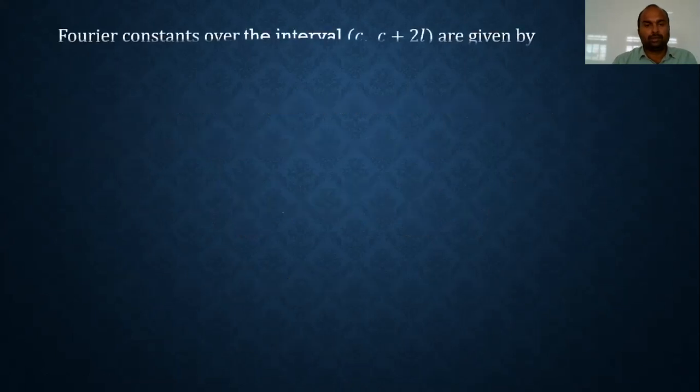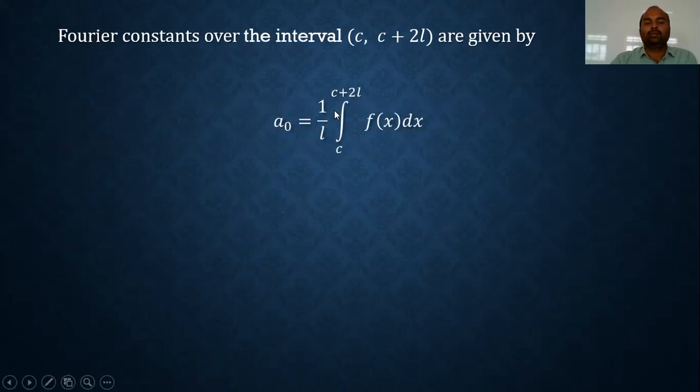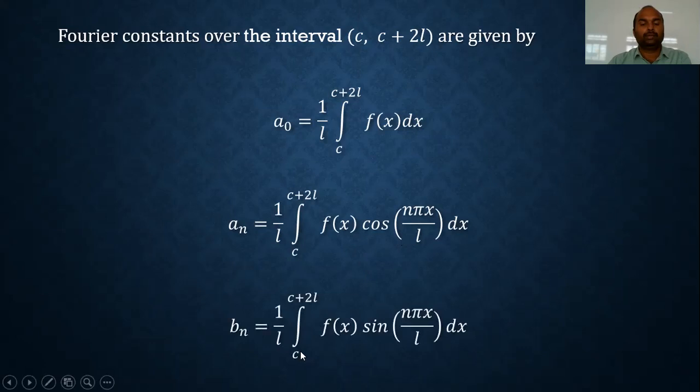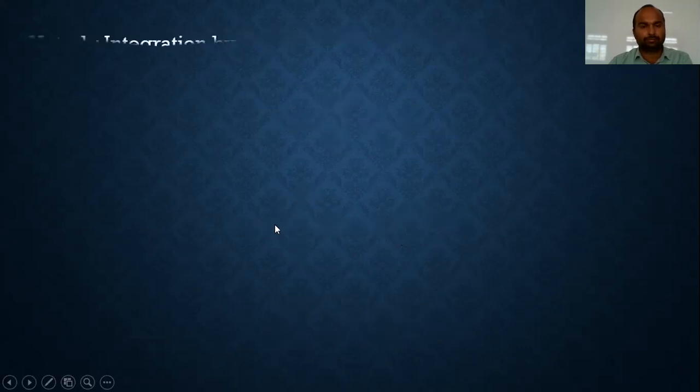A naught, a n and b n are called the Fourier constants. Now we will see the formulas for a naught, a n and b n. A naught is given by 1 by l integral from c to c plus 2l of f of x dx, and a n is 1 by l integral from c to c plus 2l of f of x cos n pi x by l dx, and b n is 1 by l integral from c to c plus 2l of f of x sin n pi x by l dx. These are the three Fourier constant formulas.